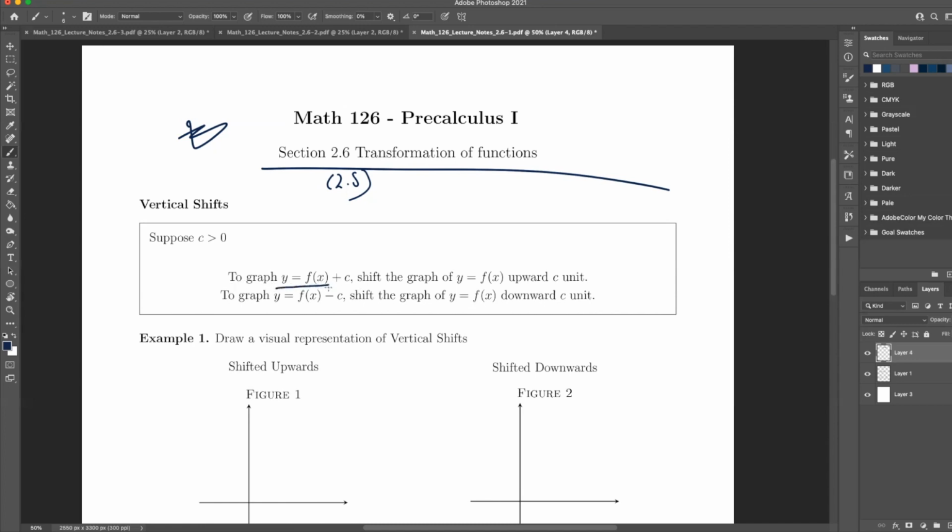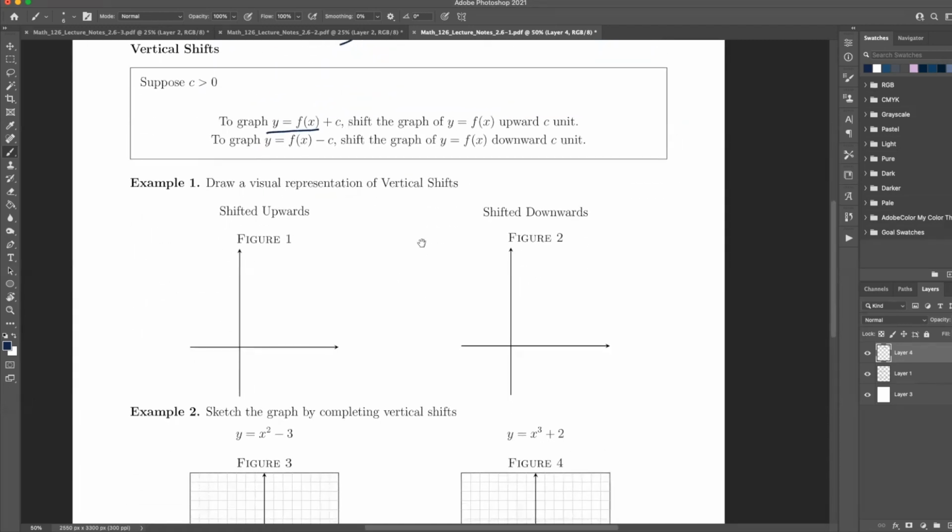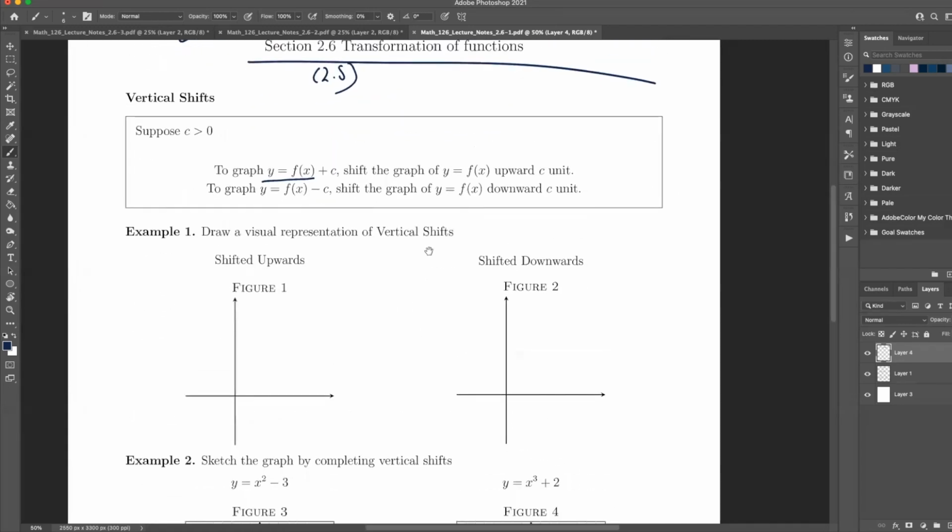That way we can clearly say, if I take the graph of a function and add plus C to it, I'm shifting the original function upward C units. And if I minus C from it, I'm shifting it down C units. This is the most basic transformation we're gonna do, and then we'll get into a little bit more complicated ones. For each of these different transformations, I'm gonna show you a visual representation.